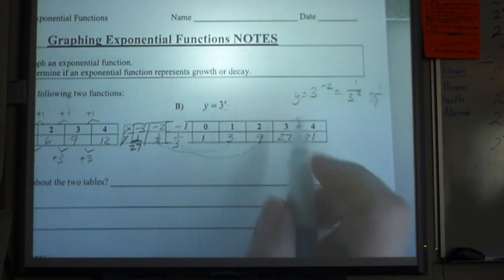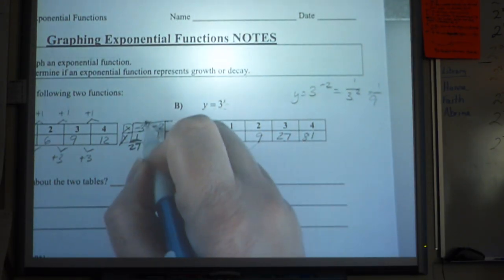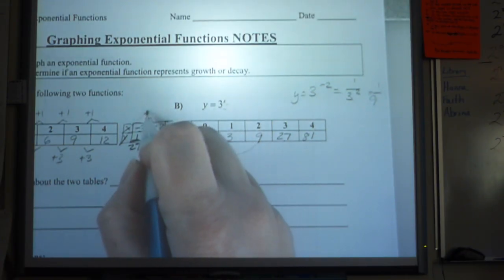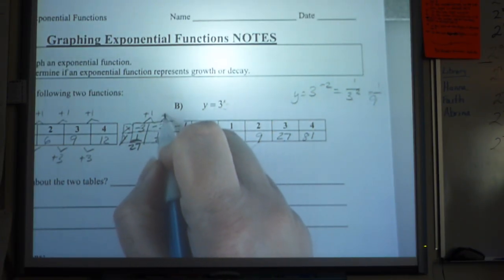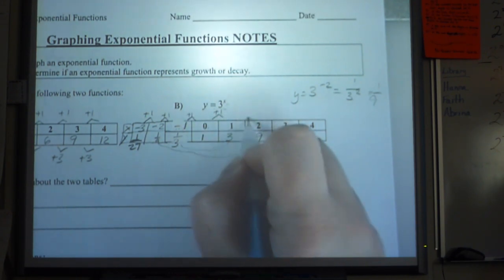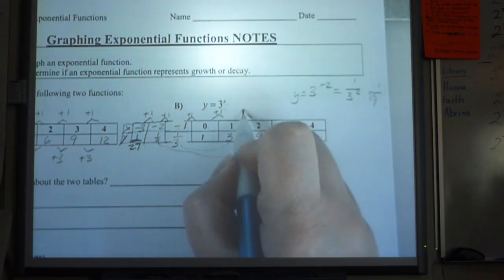If we take a look at this type of relationship here, what do we notice about x? As I increase x by 1, what's happening to y? Talk with your shoulder partner.